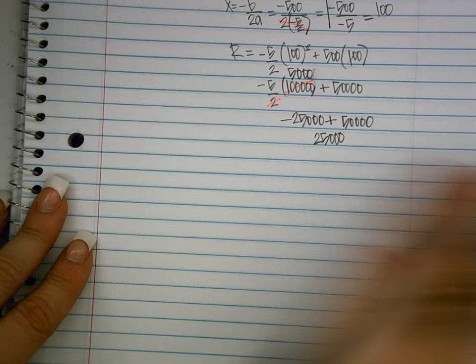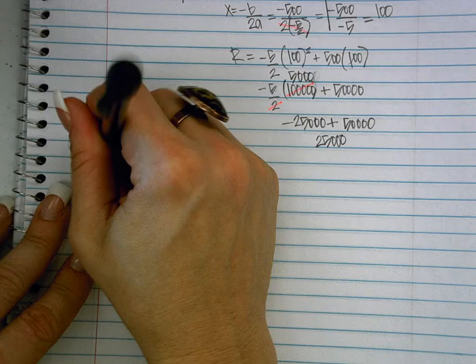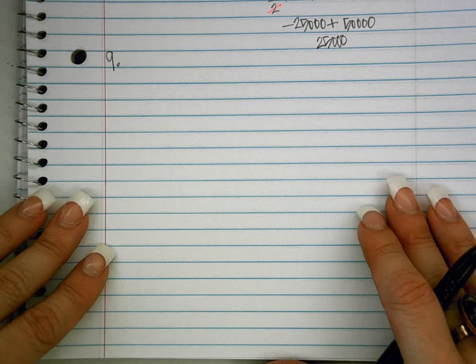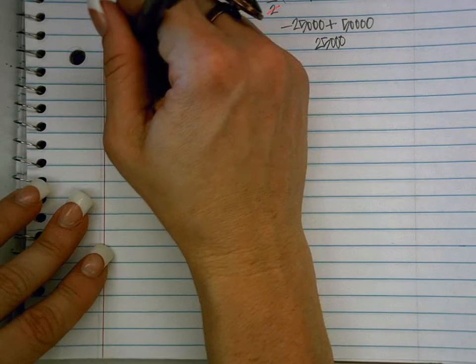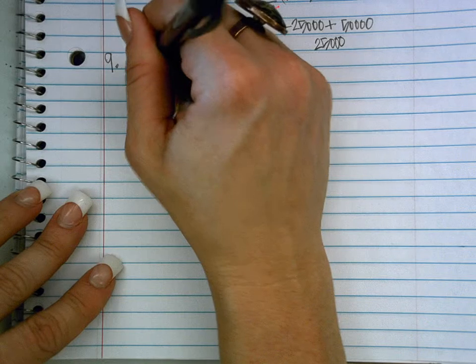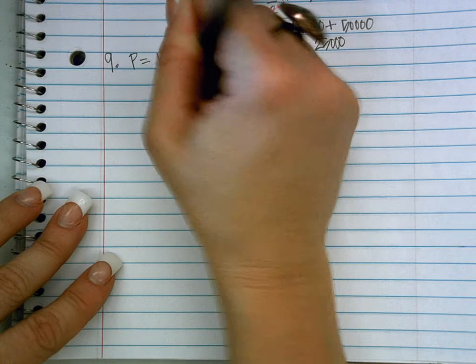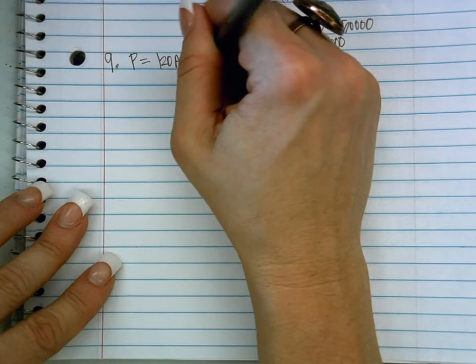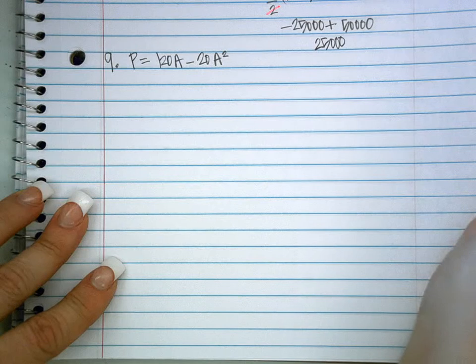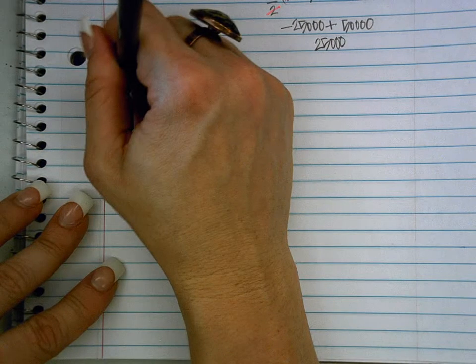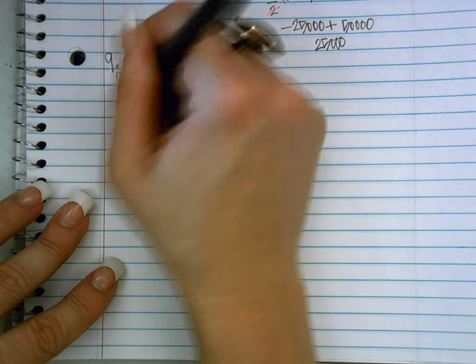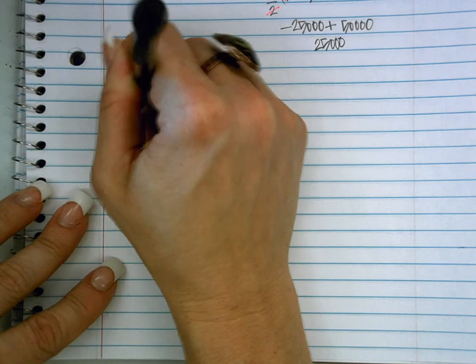Okay, let's try another one. You guys are going to do 8 on your own, but I'll do 9 with you. For number 9, it says the available power is a function of the amount of current flowing in amperes. P equals 120A minus 20A squared. We want to figure out how many amperes will produce the maximum power and what is the maximum power. So, solve for A, solve for P.